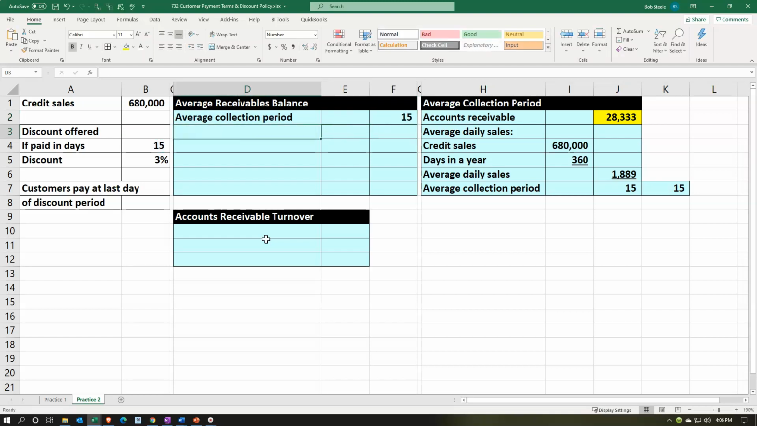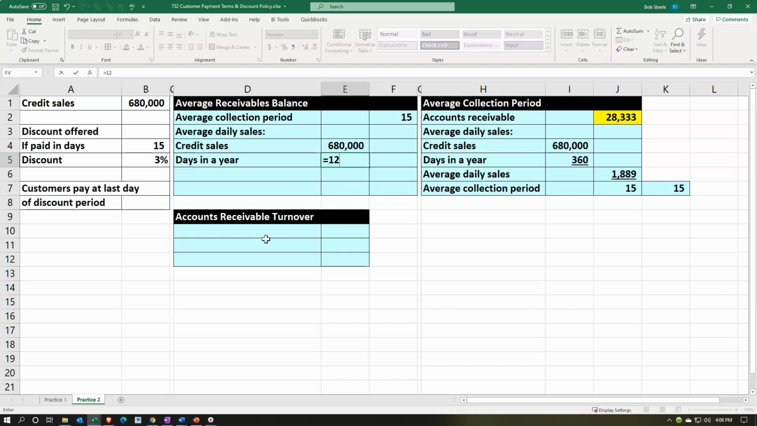We're going to do, once again, a calculation for the average daily sales. Average daily sales is going to be equal to the credit sales. Credit sales in the inner column, the 680. We're going to divide that by the days in a year, which we're going to round to nice even 30-day months, 12 times 30. Put an underline there by going home tab, font group, and underline. Then we're going to have the average daily sales, outer column, equals 680,000 divided by 30.